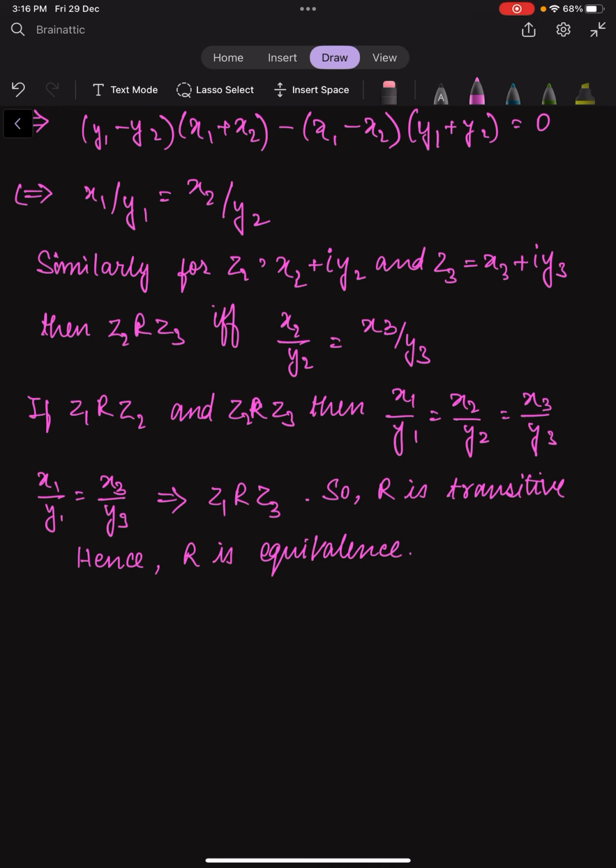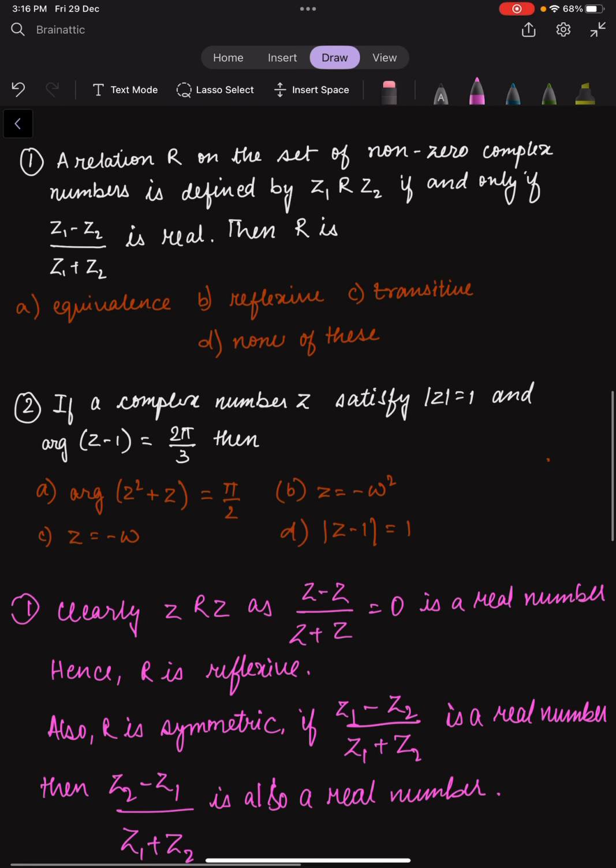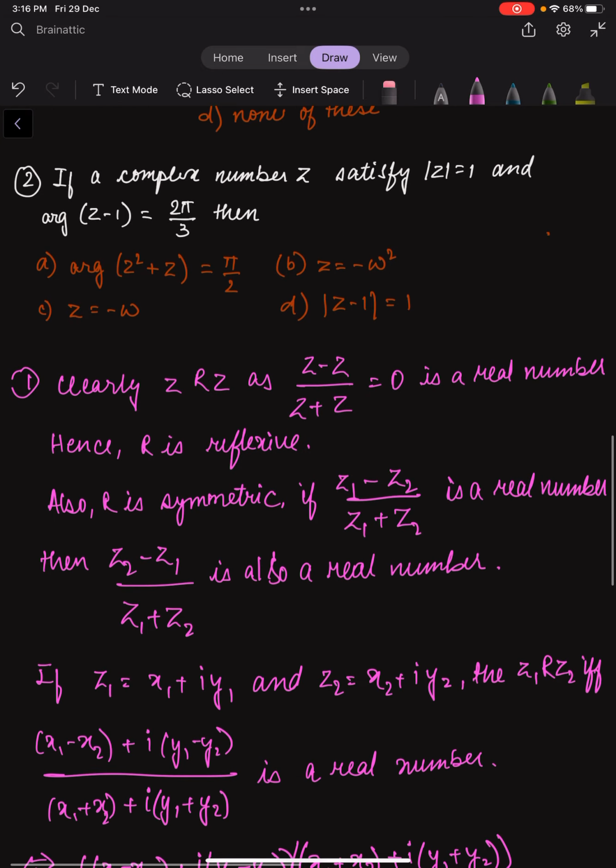So, if you look at our options, since this is a one or more options are correct type question, we have all the three options A, B and C. Now going to the next problem.